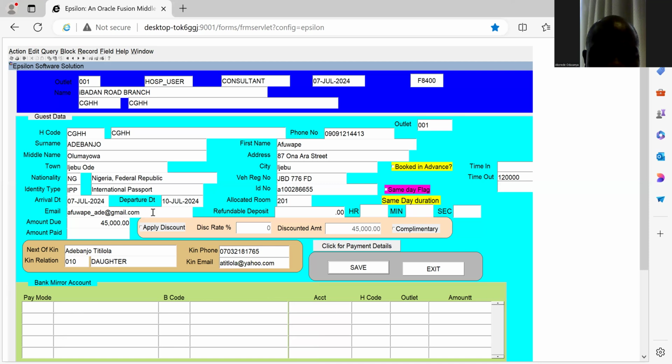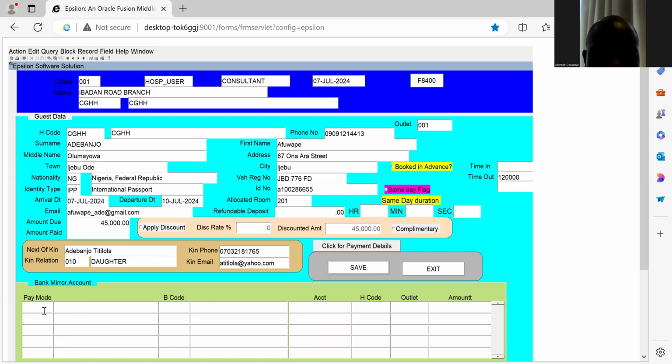Now, like I said, you can save this. If you save, it means the customer is not paying at the beginning. Possibly it's a credit customer that will pay later when checking out. So it's allowed, the system will allow it to happen. It's all about the flexibility of the system.